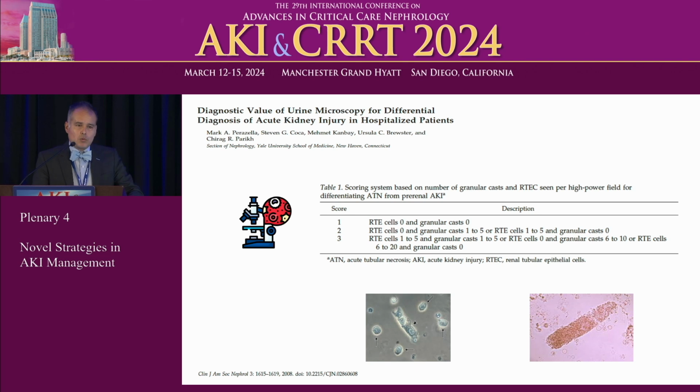So this is the score we used. That's the score that was developed by Perazella, which only takes into account the number of granular casts and renal tubular epithelial cells. For example, you get a score of 2 if you have between 0 renal tubular cells and 1 to 5 granular casts, or if you have between 1 to 5 renal tubular epithelial cells and 0 granular casts.